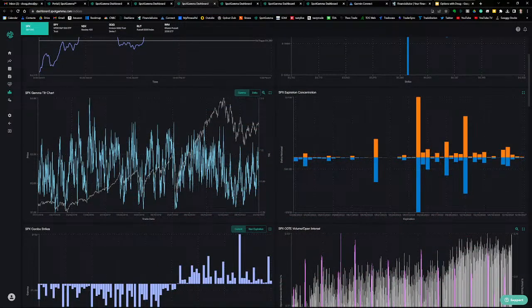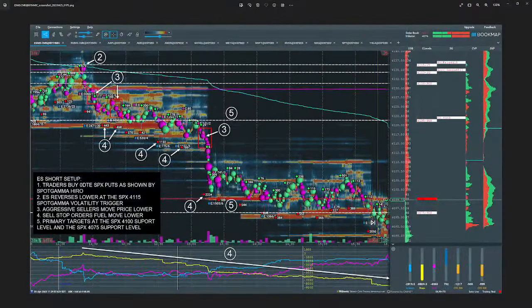And then on Tuesday, and I posted this in Discord as well as Twitter, this short setup, I talked about it on Tuesday, that price, the S&P 500, found resistance at the 4115 volatility trigger and shifted lower, and that helped to fuel the first pretty strong downtrend day in quite a while.